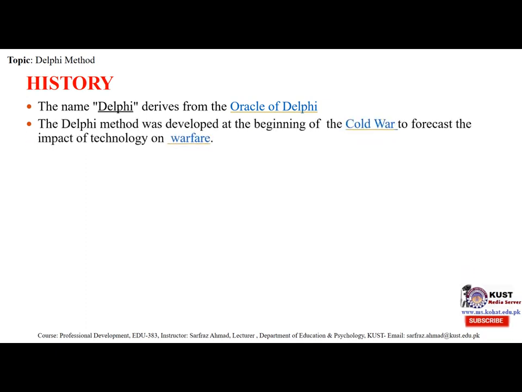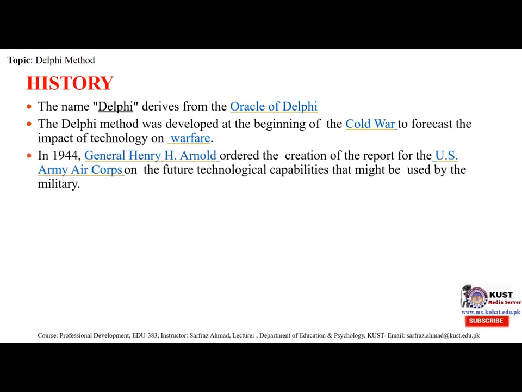Now, what is the history? The name Delphi derives from the Oracle of Delphi. The Delphi method was developed at the beginning of the Cold War to forecast the impact of technology on warfare. In 1944, General Henry H. Arnold ordered the creation of a report for the U.S. Army Air Corps on the future technological capabilities that might be used by the military.